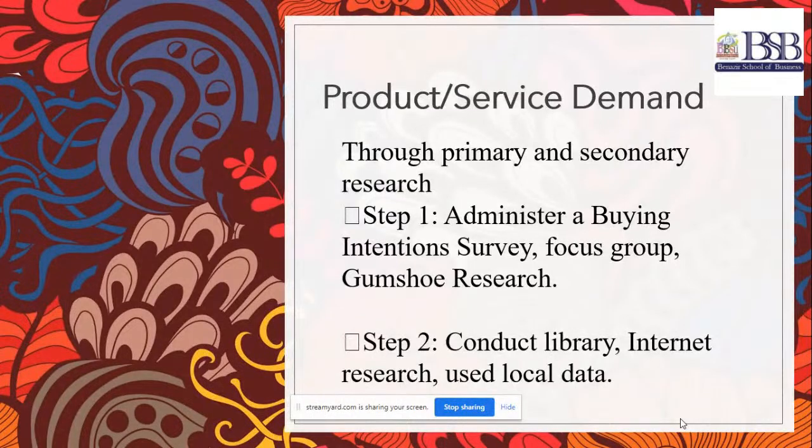Then comes, after this buying intention survey, we know about the focus group, the interviews, like let's say some expertises, or let's say some customers are gathered together, and you question them about your product. And this is how a focus group is conducted, a research type. Later on, we see about the gumshoe research. Gumshoe research. I know that it is a very new term for you, so that's why I just want to make you understand this. The word gumshoe tells what it means, the word itself, gumshoe.